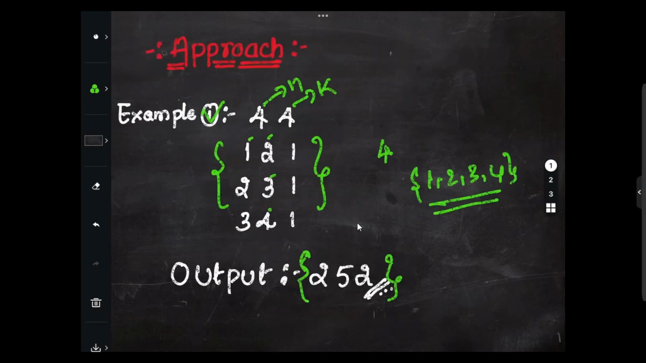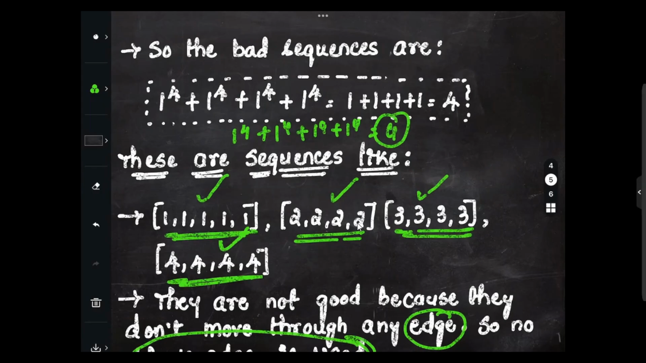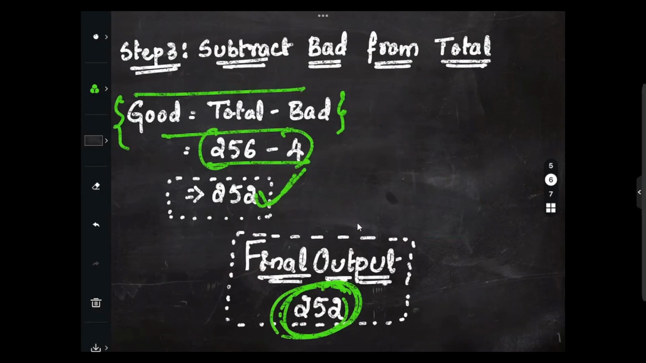So the final output that we got here is 252, which is equivalent to the output they have given for example 1 in the question. So our approach works absolutely correctly in this case. As we are completely familiar with the approach, let's discuss the complexities.